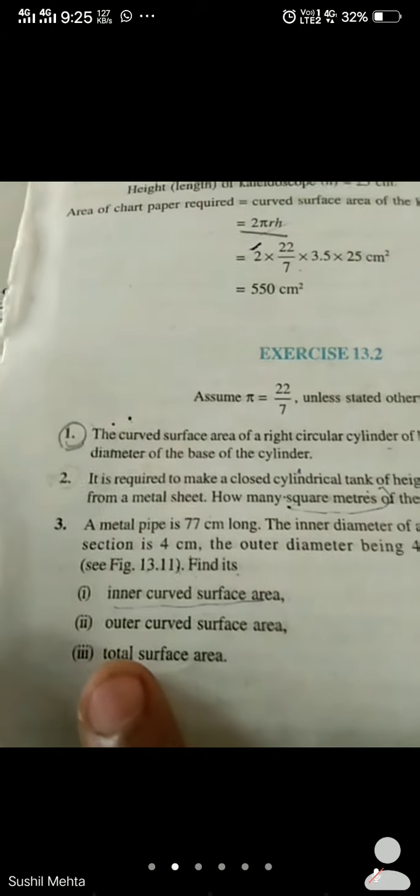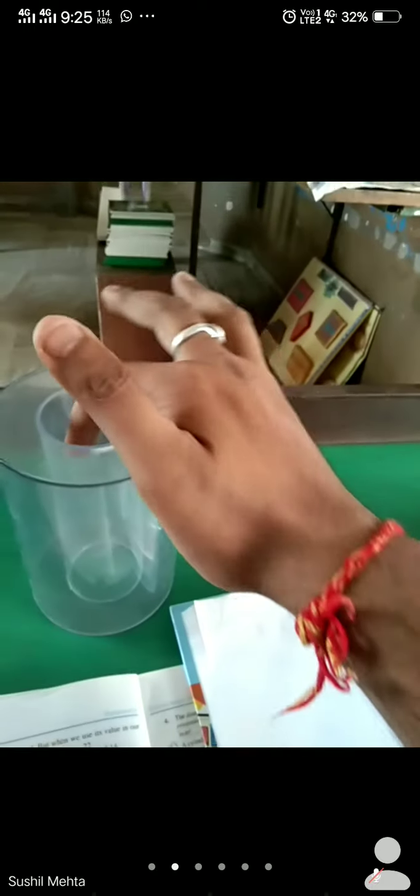Exercise 13.2, question number 3: the total surface area of this pipe. It works like a pipe. From here, from this opening, the water can flow. So it works like a pipe which has some thickness, in centimeters. This is the thickness. This is the inner diameter, till here where I have put my finger, and this is the outer diameter till here.